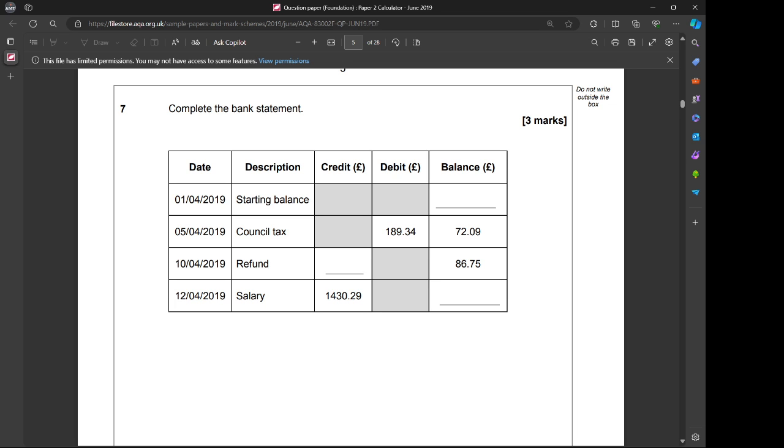Now the next one. Well, that's come out of my account. Now I've got a blank for a refund. So remember, credit means money coming in. So I'm going to do £86.75 subtract £72.09. If I'm not mistaken, you get £14.64. Let's just double check it. So we do 86.75 subtract 32.09.